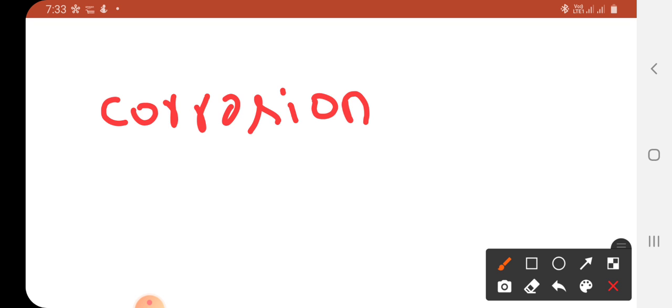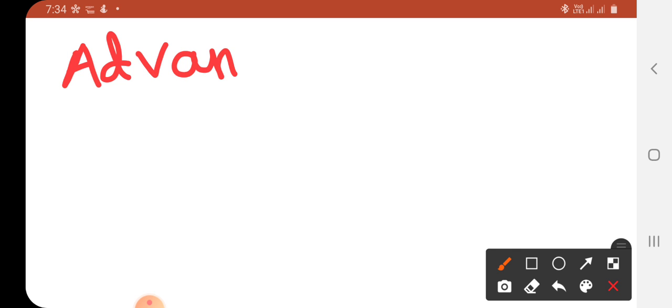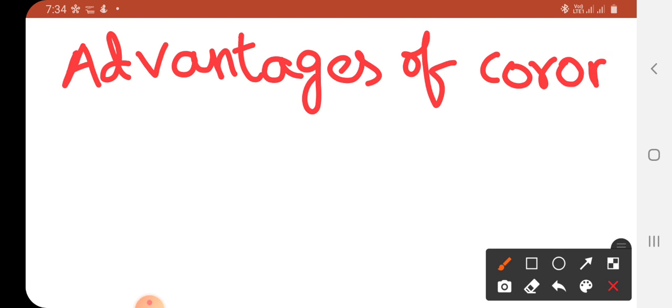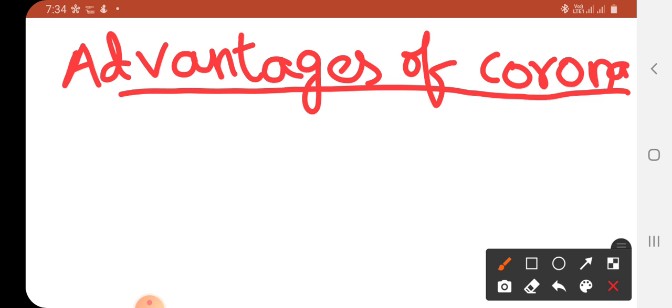Then is there any advantage we can expect from the corona? Now let us see the advantages of corona. Only two we can say.